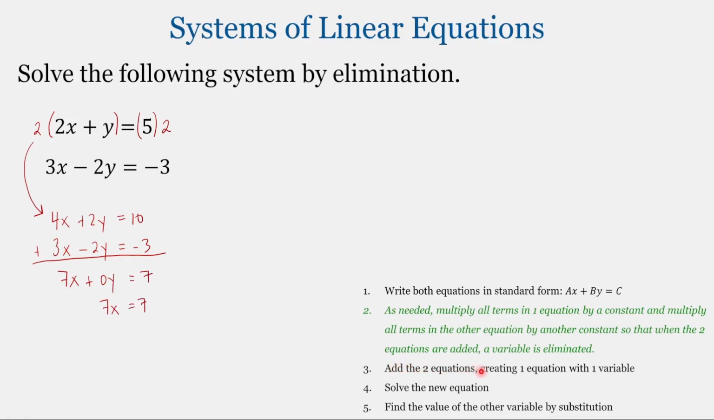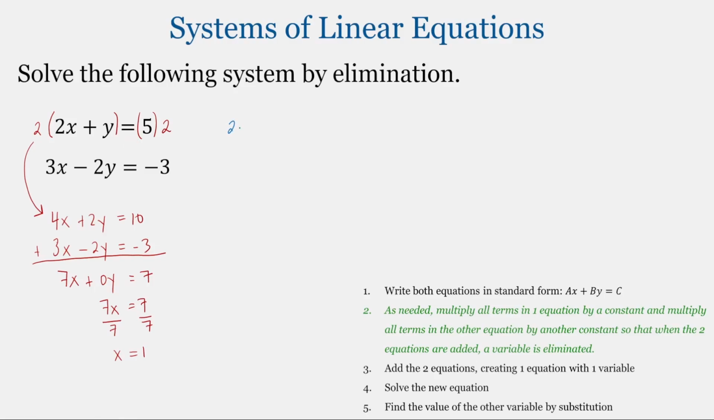We've added the two equations, and we now have one equation with one variable. We have 7x equal to 7. We're going to solve this equation. So we're going to divide both sides by 7, and we get x equal to 1. And then we'll find the value of the other variable by substitution. And I'll go back to one of these original equations to do this.